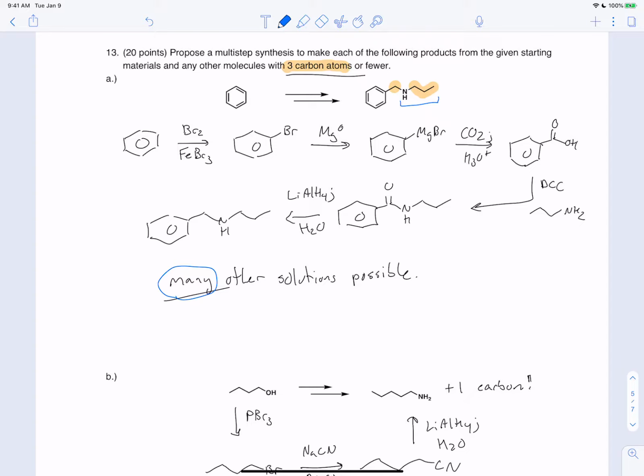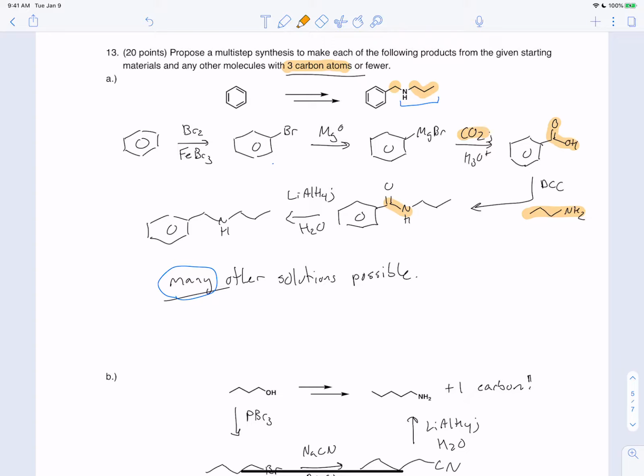But just to show a way to bring in a 1-carbon unit using some of the new chemistry from this section, we could brominate the ring with EAS, turn it into a Grignard, and then use our new CO2 reaction to introduce a carboxylic acid. The carboxylic acid will let us couple on our 3-carbon amine component with DCC. This makes the key amide bond, and then lithium aluminum hydride and workup gives us the secondary amine product.